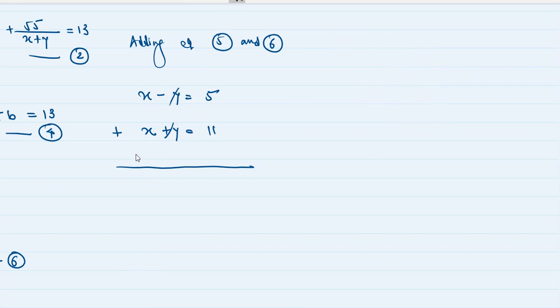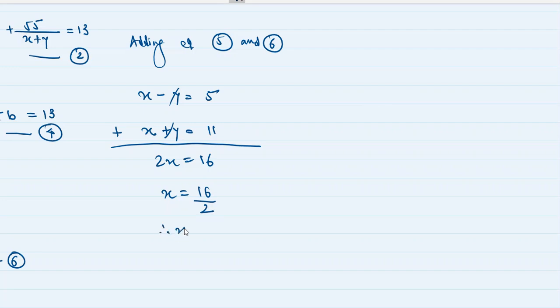So yeah, we have to just add them. There is no point in leaving that much of space. So 2x is equal to 16 and x is equal to 16 by 2. Therefore, x is equal to 8. Here we go. We got x is equal to 8.